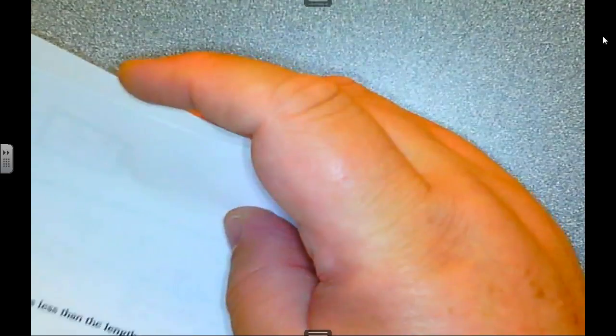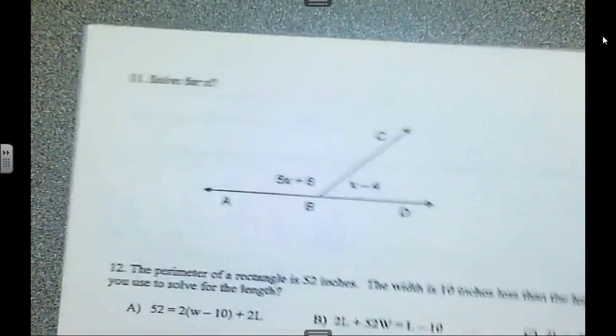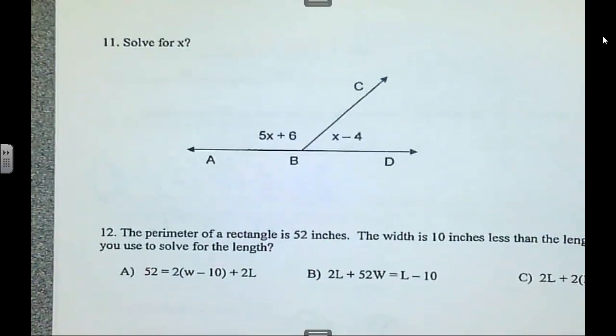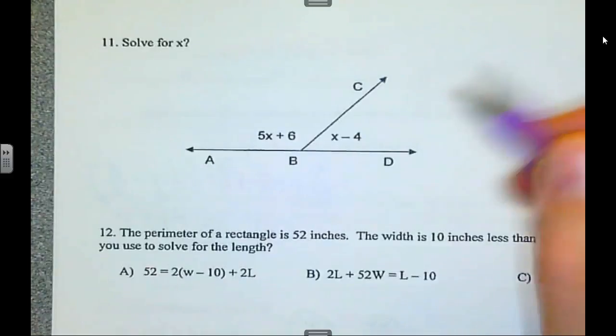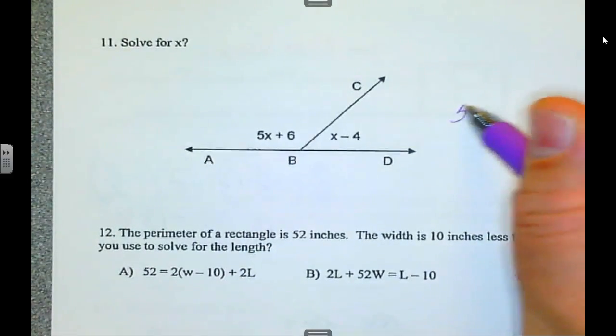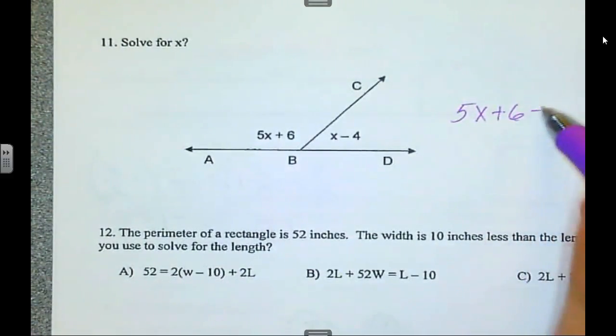How about something that, how about you guys remember the geometric concepts? No. If I have 2 angles that form a line, what does it add up to? 180. Good.